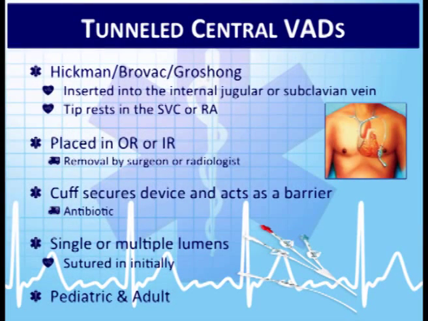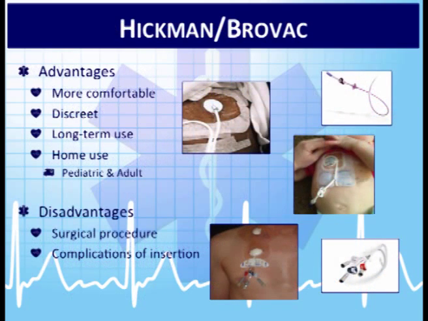All right, so these are the couple of names, remember, of the central line catheters, again, placed in the OR or IR. A cuff secures the device and it acts as a barrier, so they have it impregnated with antibiotics to help prevent infection. And the same thing can be single or multiple lumens, and it could be in adult and pediatric patients that we might see those devices in. And that's kind of hanging out of the chest there is what we'll see on our patients. So more comfortable, a little bit more discreet. It's one of the long-term use catheters, home use for the adults and the peds. Again, surgical procedure.